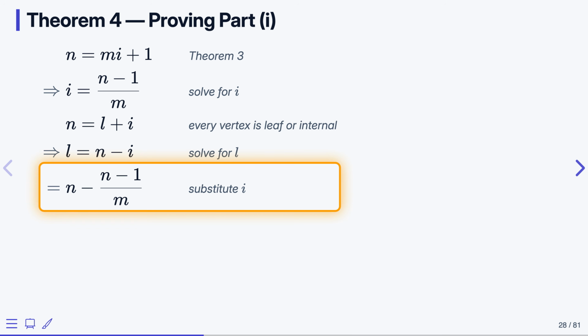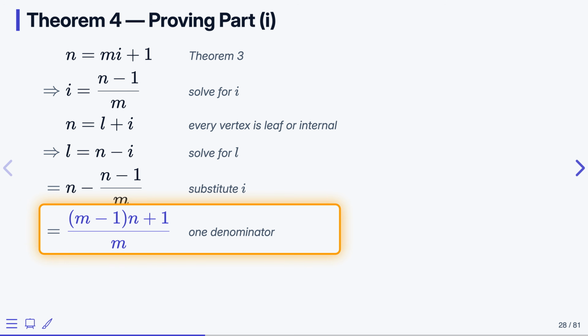Line 5. Put in the value of I we just found. So L equals n minus (n-1)/m. Line 6. Put both terms over the single denominator m, the top becomes (m-1) times n, plus 1. So L equals ((m-1)n+1)/m, that is the second formula, and the row is done.